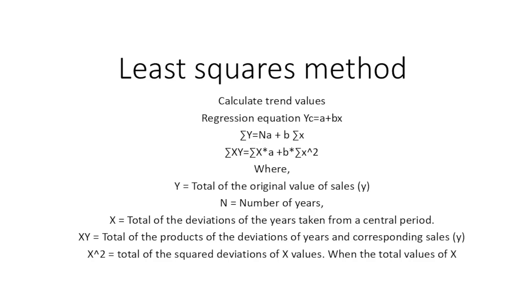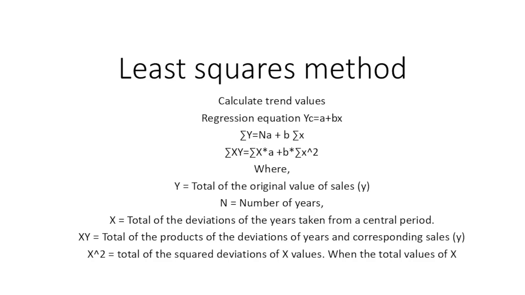Now from these two equations, that is, summation of y = na + b summation of x, and summation of xy = a summation of x + b summation of x square, we can find out the values of the constants a and b. Using these values, we can calculate the assumed sales in whichever years are mentioned or given. Then we can calculate the forecasted sales for the corresponding year.